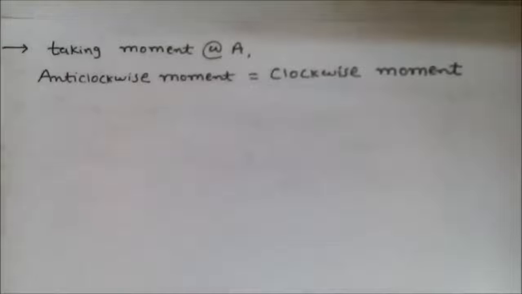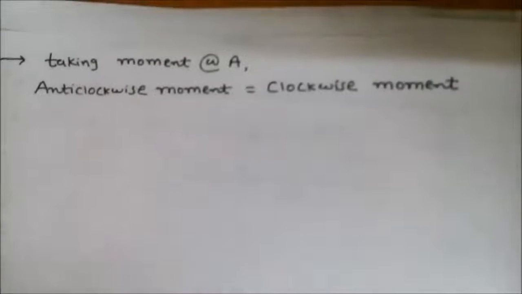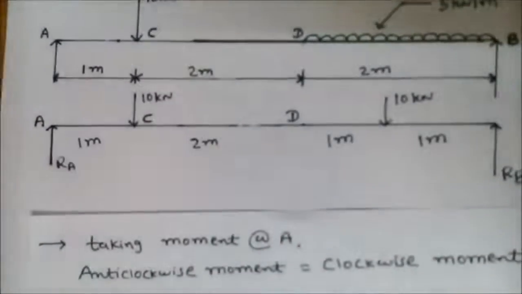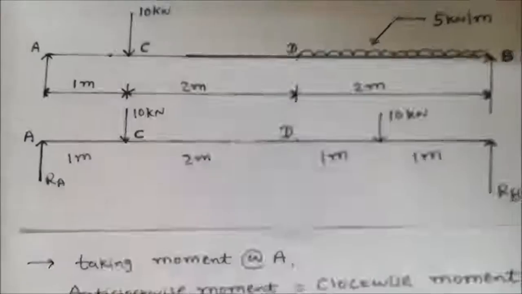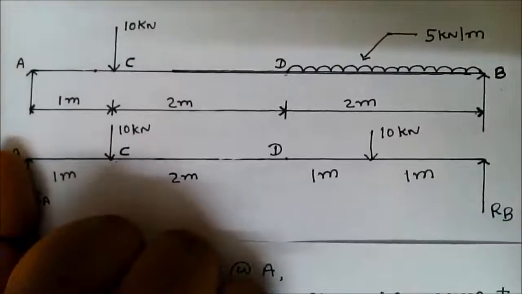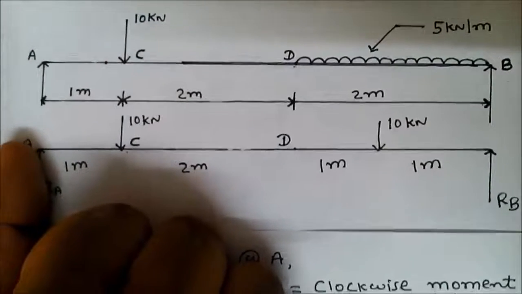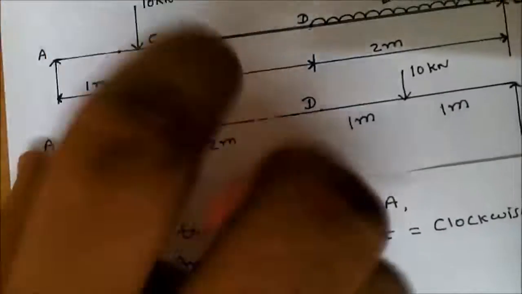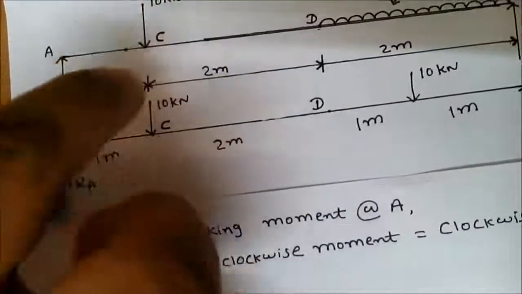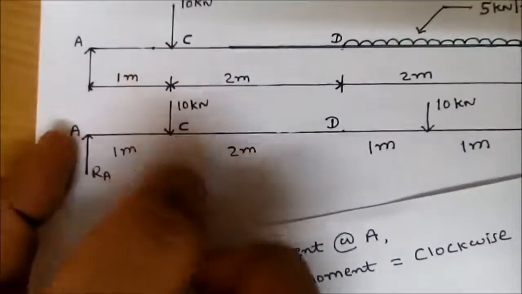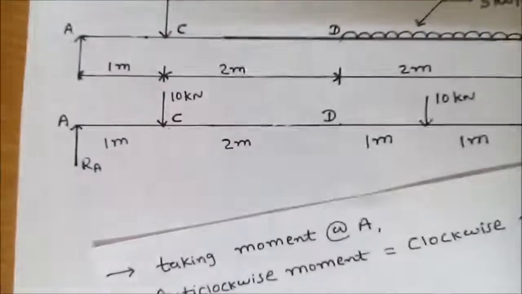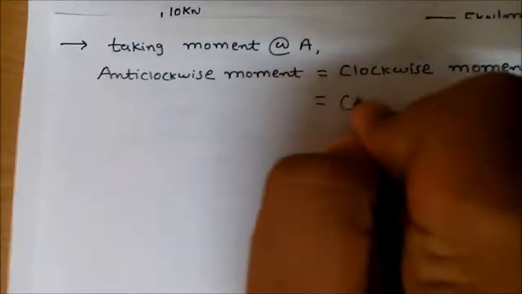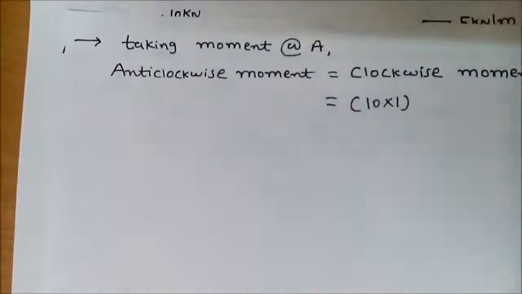What is the meaning of a moment? Moment means force multiplied by perpendicular distance. So we take moment from the left side support. Press the thumb here and rotate the finger in the direction of force. Press the thumb here, the direction of force 10 kilonewton is downward, so here the moment goes in the clockwise direction. Clear? So in the clockwise direction, I write 10 into 1.